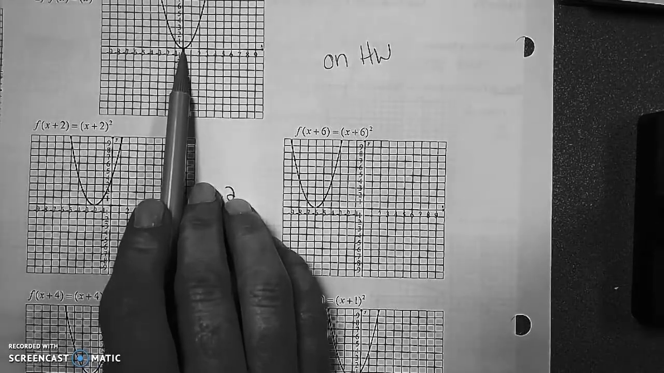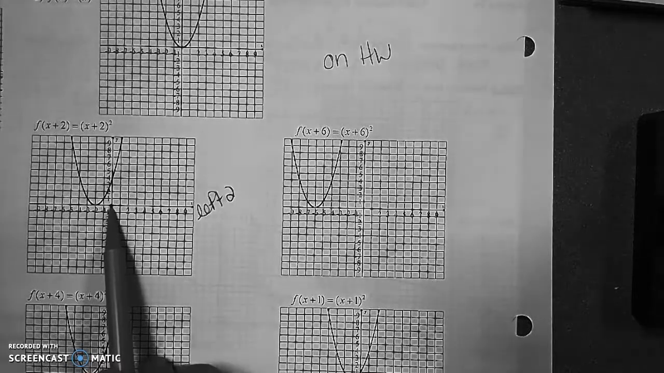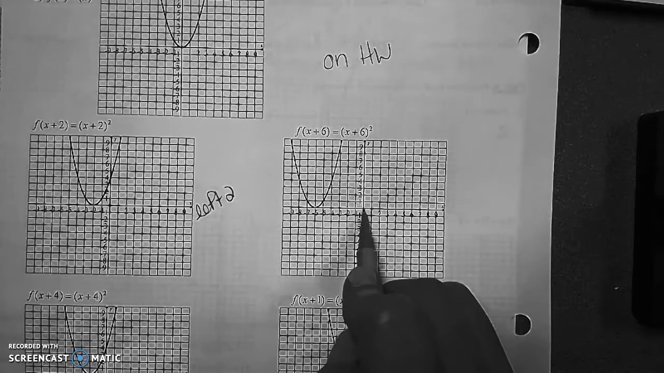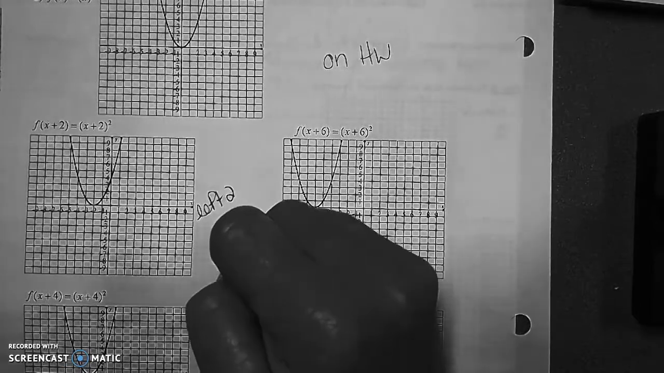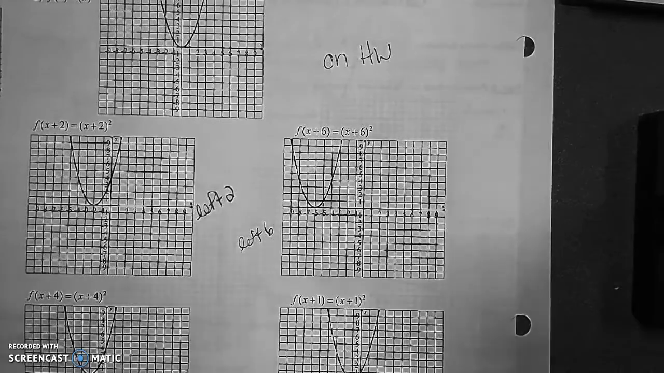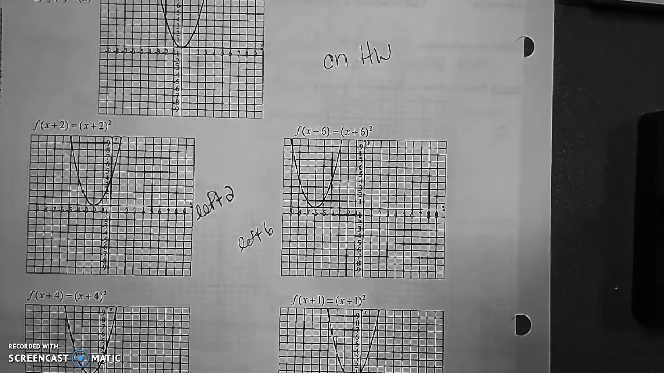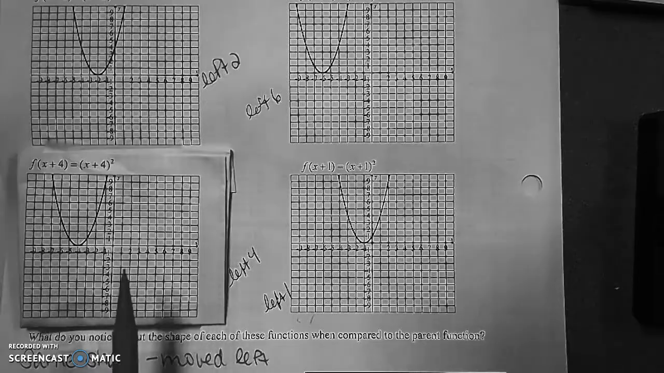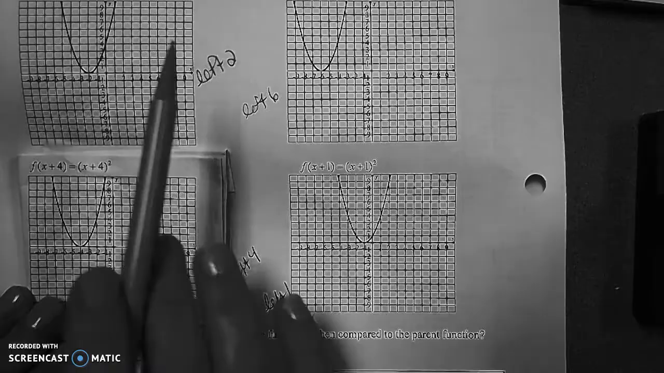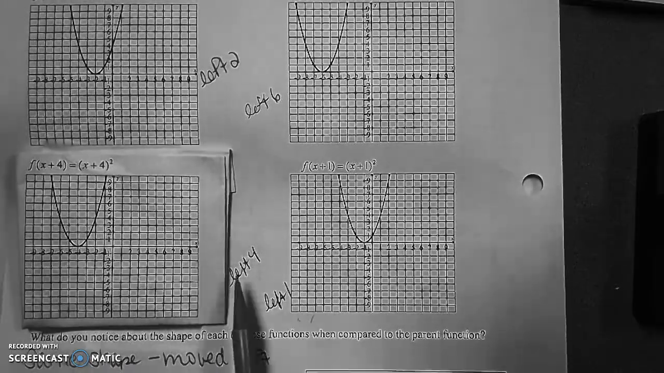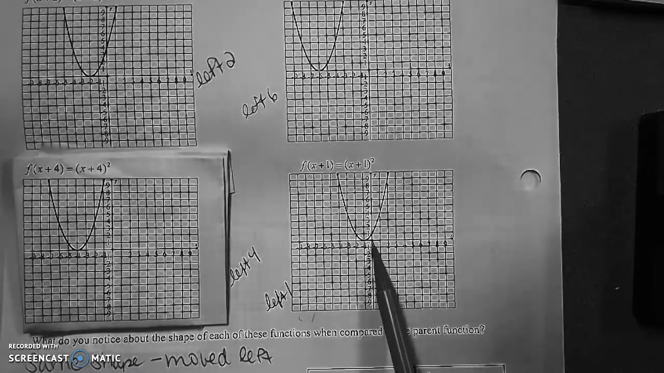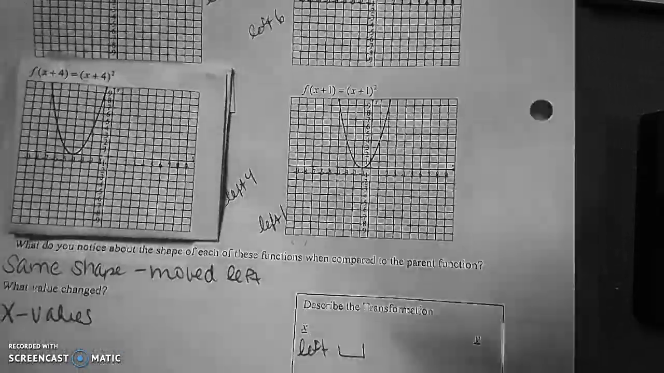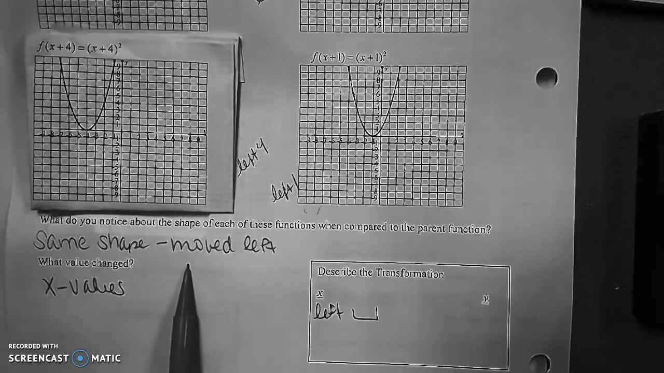This quadratic has a vertex at 0, 0. It's been moved left 2. Here our vertex and the whole function actually has been moved left 6. In our next example, that point 0, 0, and the entire function has been moved left 4. And our last example has been moved left 1. So all of these, the same shape, they've been moved left.